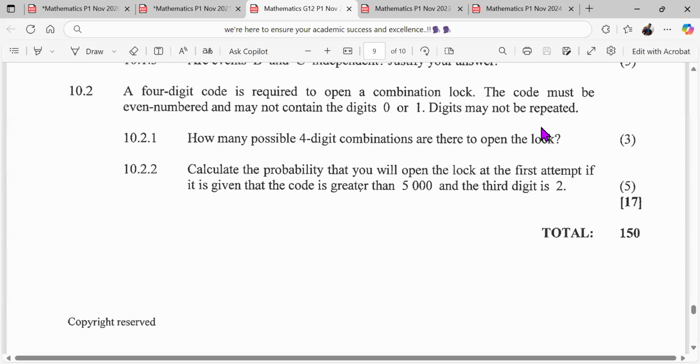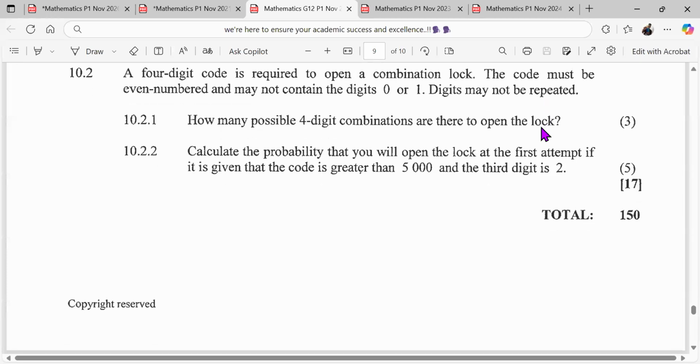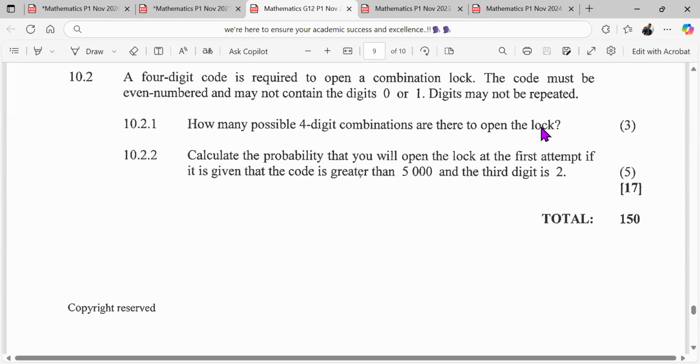So yes, we'll just jump straight to the counting principle. Right. So please go ahead, Elsie, and read the statement for us. Just the statement. A four-digit code is required to open a combination lock. The code must be even numbered and may not contain the digits 0 or 1. Digits may not be repeated. In fact, please read the entire thing, Elsie.